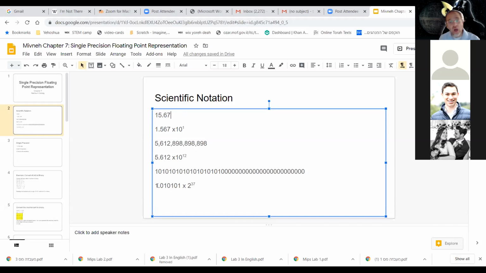Now that 1 digit will always be a 1. So we don't actually have to write it. We can save bits and just not write it. We can just write 0.01010101 times 2 to the 37th. Any questions so far?